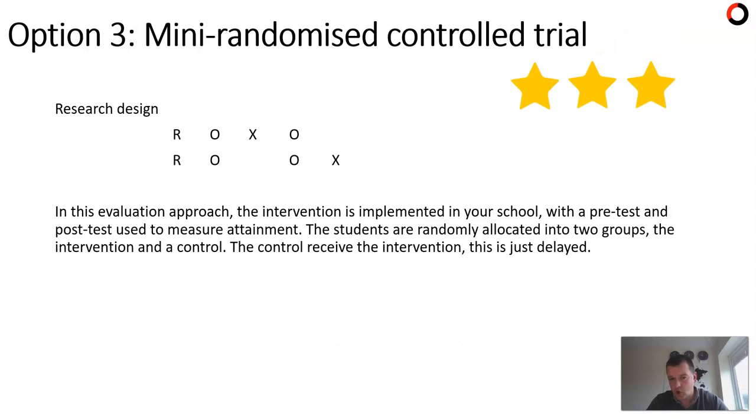So let's have a quick look at option 3, which is the mini randomized control trials. So you can see from the research design that we have 2 rows, so we have 2 groups of students. The students are randomly allocated to the intervention group or to the control. In the groups, the students are randomly allocated, then they both complete the pre-assessment. One group receives the intervention while the other does not, and then they both complete the post-assessment.